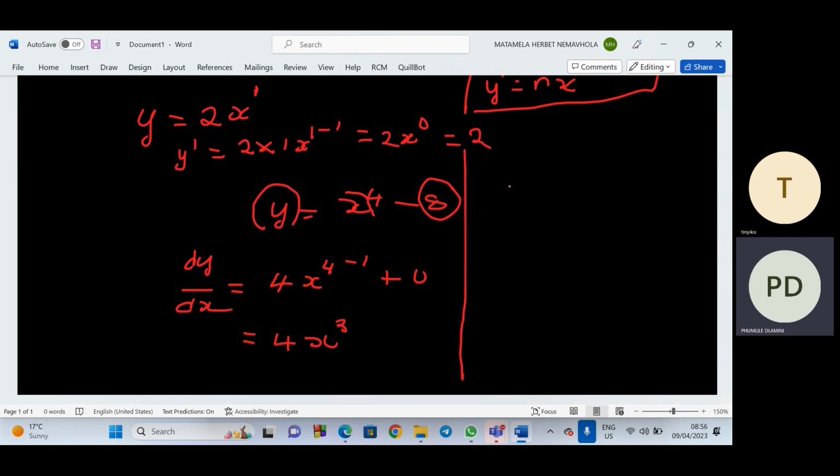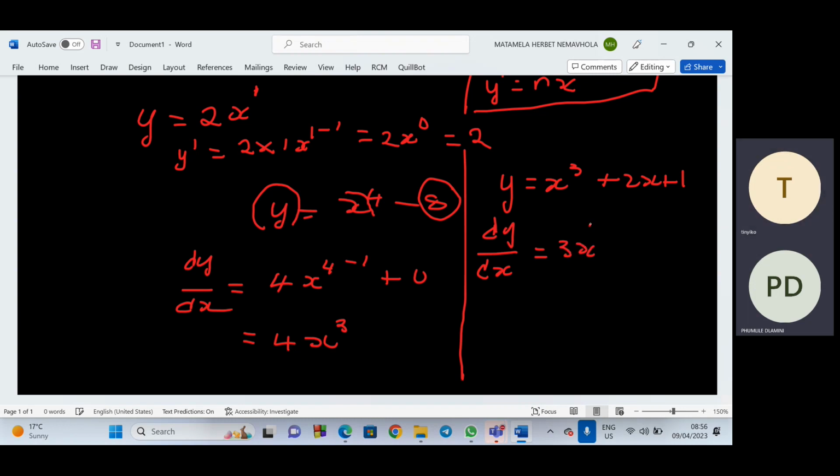Sometimes I feel like these ones are easier, because sometimes you are getting something like y equals x to the power 3 plus 2x plus 1. When we differentiate this, dy over dx is going to be equal to 3x squared. You take this 3 down, and subtract 1. Plus, for this one here, there is a 1 also, it's going to come down. It's going to be 2 times 1, which is 2. And this one, because it's just a number, is 0. We just leave it like that.